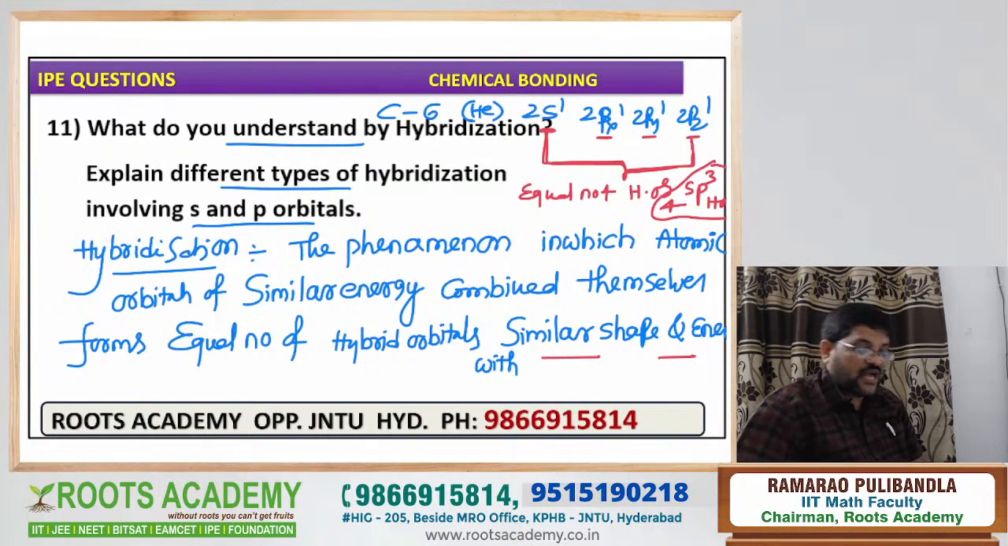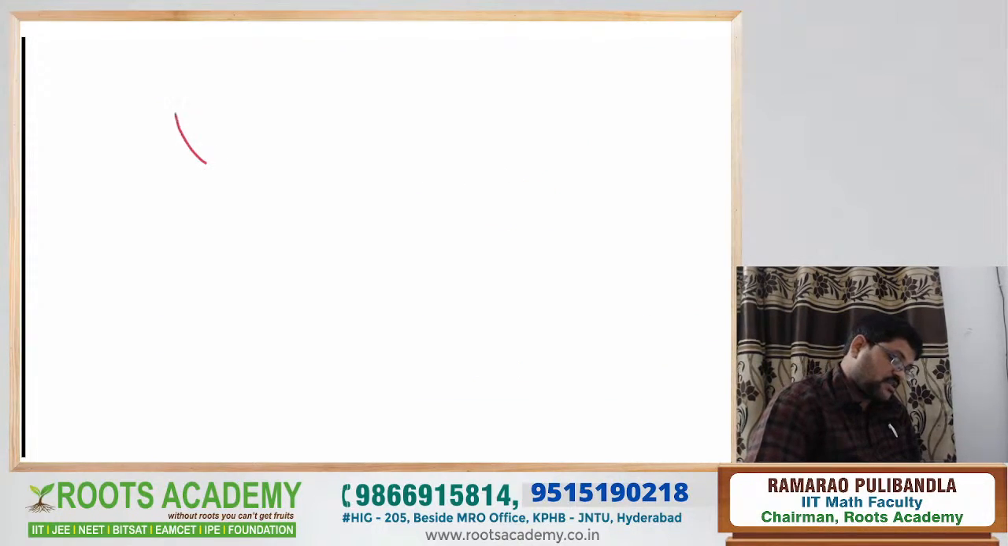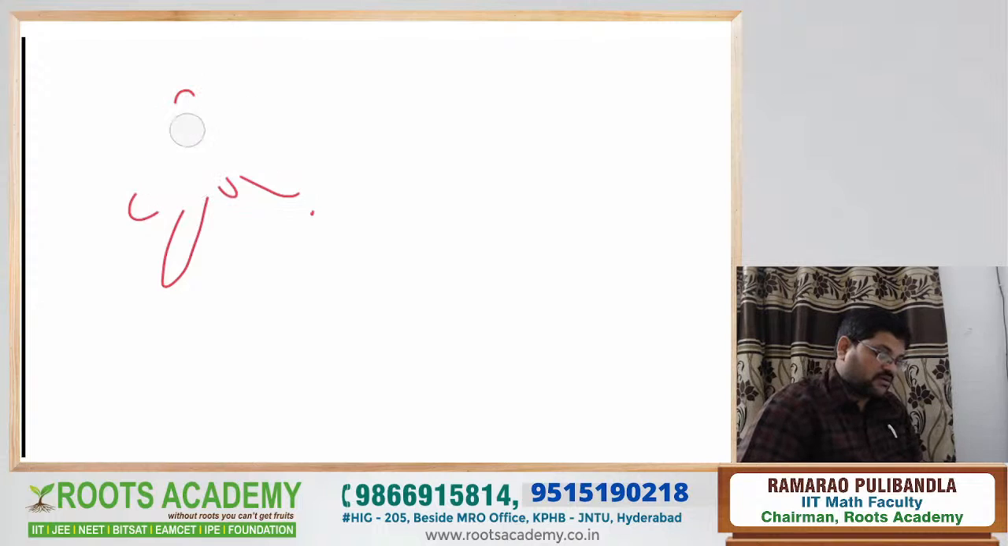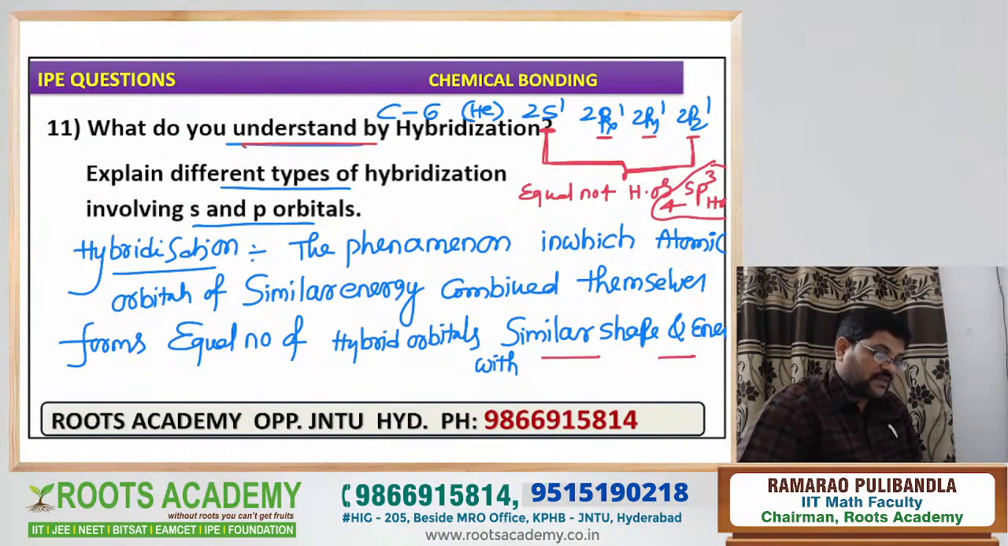Similar shape means hybrid orbitals are dumbbell shaped. For example, sp3 hybrid orbitals have a dumbbell shape, like this: one lobe is larger, one lobe is smaller. This is sp3, sp3, sp3. This is the explanation of the statement of hybridization. Explain the different types of hybridization involving s and p orbitals.